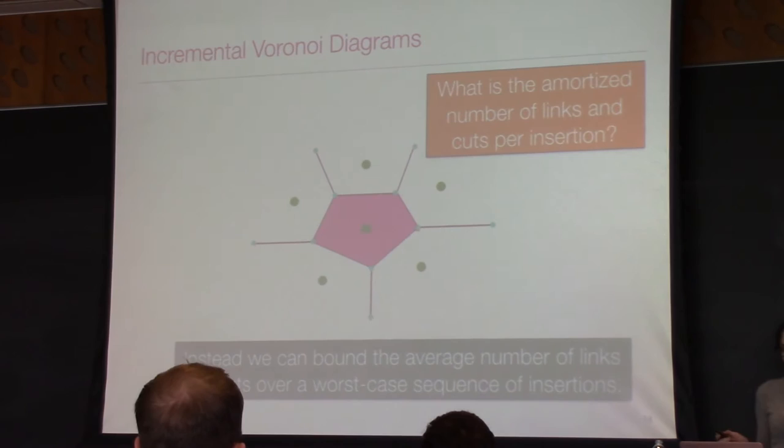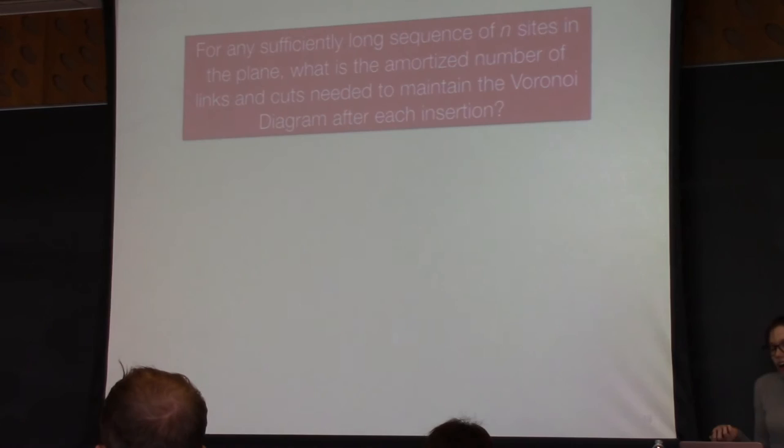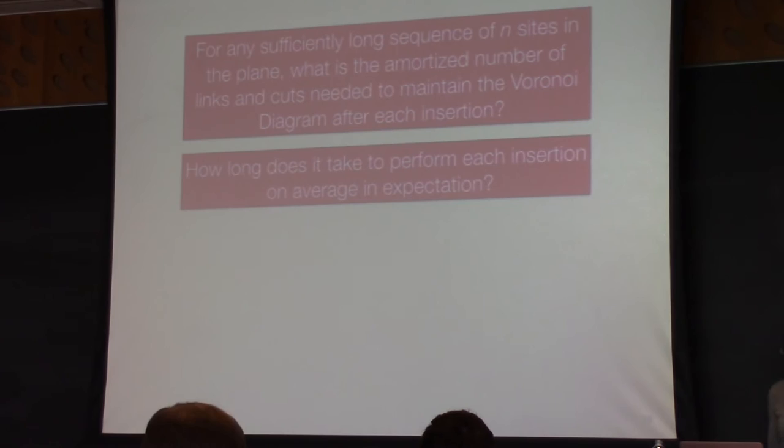So just to be more formal, for any sufficiently long sequence of n sites in the plane, what's the amortized number of links and cuts needed to maintain the Voronoi diagram after each insertion? And furthermore, we do actually care how long it takes to perform these insertions on average in expectation. Where again, we can use a randomized algorithm as long as it's not dependent on the order of the insertion of the points or the sites.